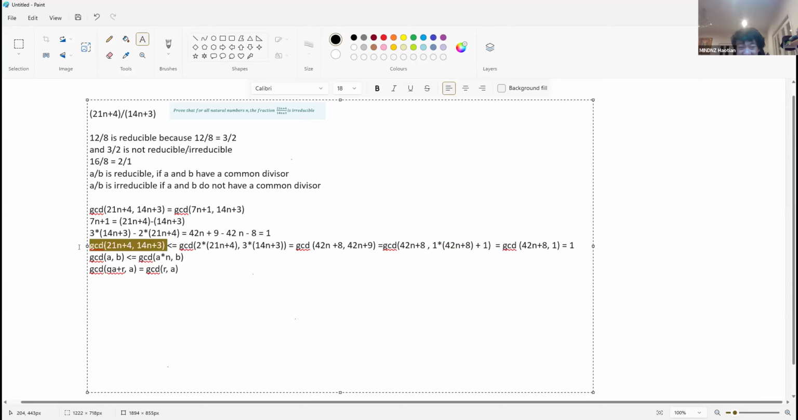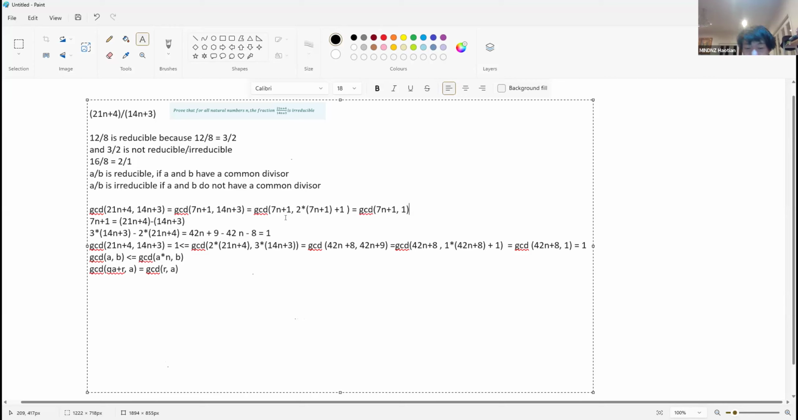Okay, so the GCD is less than or equal to 1. And it has to be at least 1 because it's the GCD, a positive integer. Therefore, it's equal to 1. We're done. But we can also do it this way, right? That's equal to GCD of 7n plus 1 and 2 times 7n plus 1 plus 1, which is equal to GCD of 7n plus 1 and 1, which is equal to 1. Either way works. If anyone has any questions, please ask.